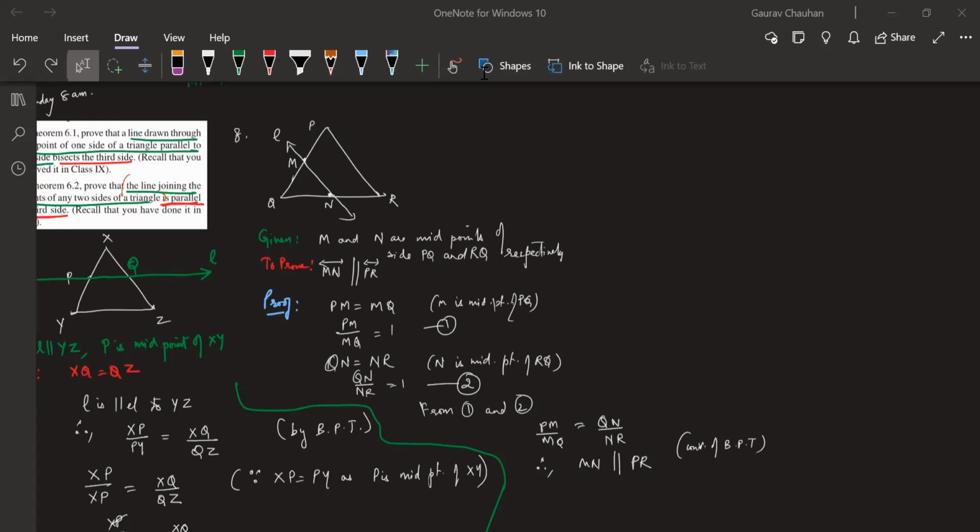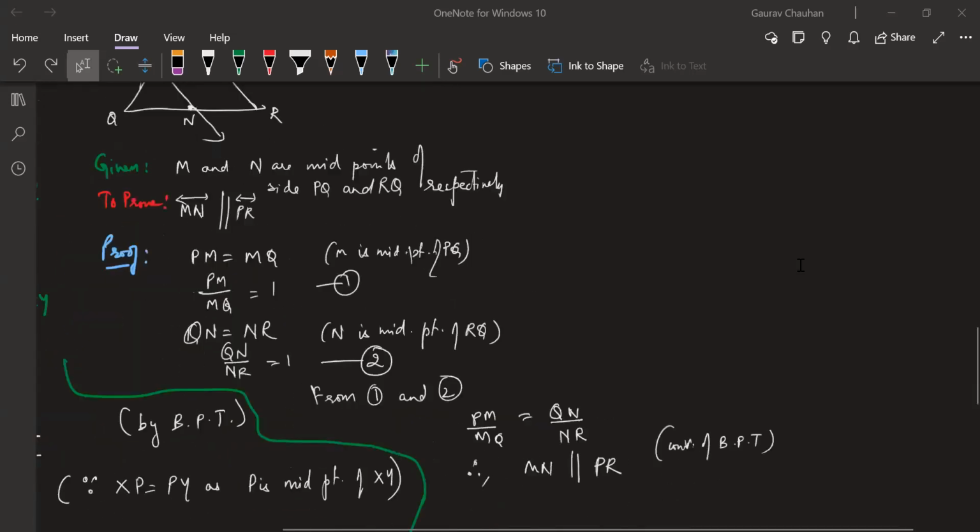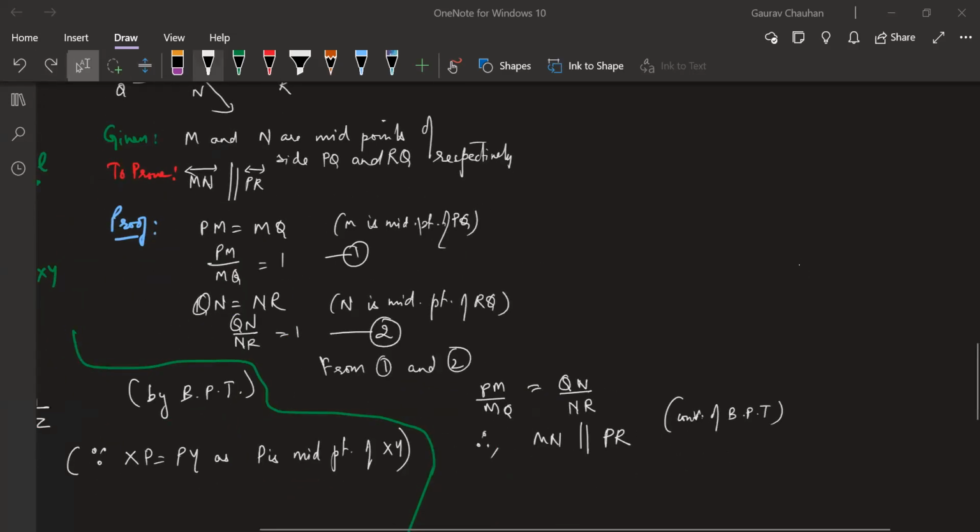Sir, did she take... I'm not understanding, Deepak, what you're saying. Did she take MQ to the other side? No, Deepak, she did not take anything to any side. She is saying if we do PM by MQ, it will become what? It will become PM by PM only, no? Because these two are equal already here.